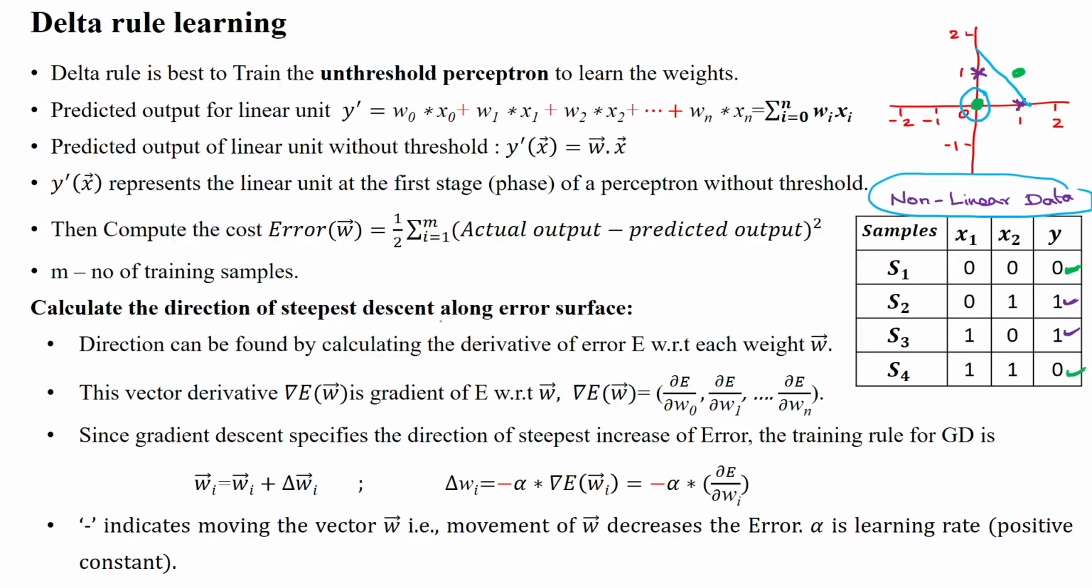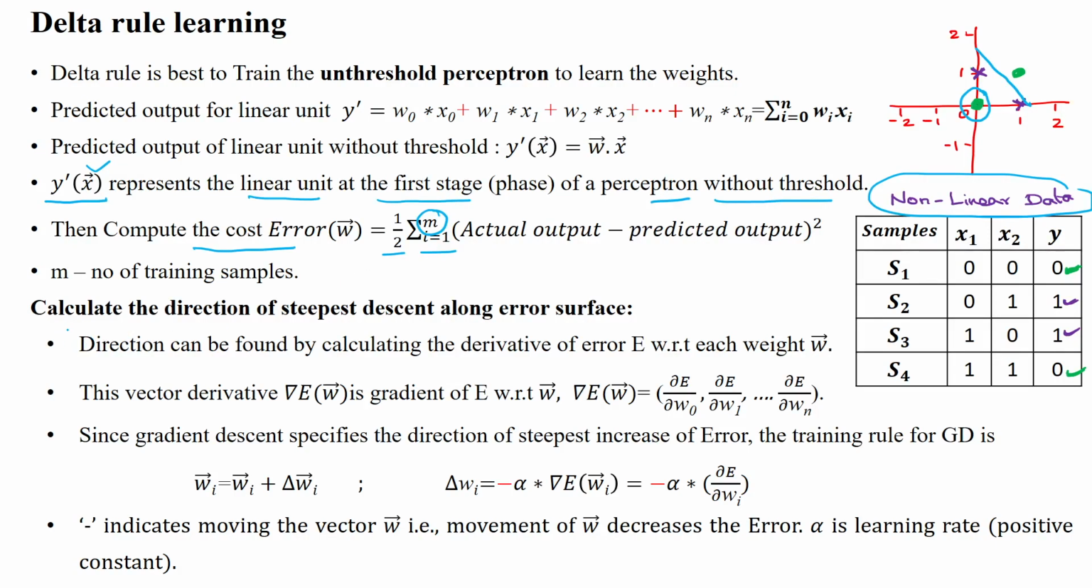So whenever we have a nonlinear data set, we can use delta rule learning to reduce the cost and give more accuracy. Here the predicted output y' over the features x represents the linear unit at the first phase, that means the first stage of a perceptron, which has the activation function without threshold. The error can be calculated by using the least square error method: 1 by 2 summation of i equal to 1 to m of (actual output minus predicted output) whole square. Here m denotes the number of samples.